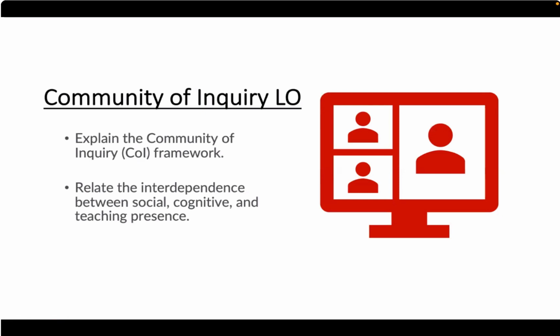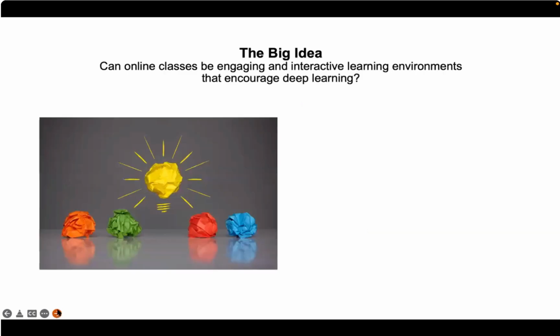And again, we'll recap. After we have had our discussions and went through the content, we were able to meet our learning objectives. We're able to explain the community of inquiry framework, and we're able to relate the interdependence between social, cognitive, and teaching presence, and especially the teaching presence, which is important. It links everything together for sure. And again, this goes to the big idea of the whole course: how can we make online classes be engaging and interactive learning environments that encourage deep learning, which is the end goal that we want to achieve.